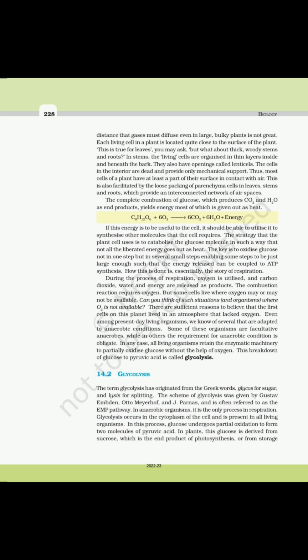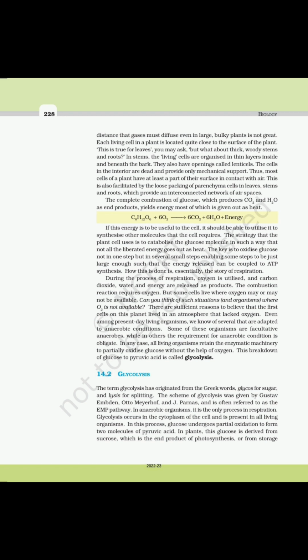This is also facilitated by the loose packing of parenchyma cells in leaves, stems, and roots, which provide an interconnected network of air spaces. The complete combustion of glucose, which produces CO2 and H2O as end products, yields energy, most of which is given out as heat.